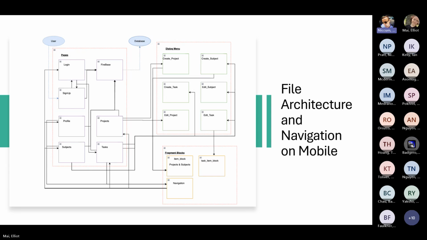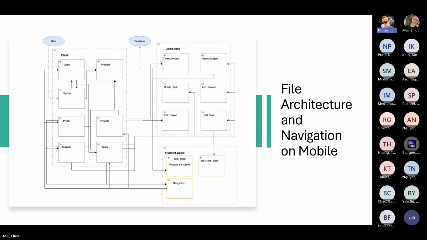All right. So Nick gave an explanation earlier about the mobile architecture with the front end and the back end, which is what we went with for the ADS. But I wanted to give a bit more technical explanation of the file architecture and the navigation on the mobile and how everything is accessing each other and communicating with each other.